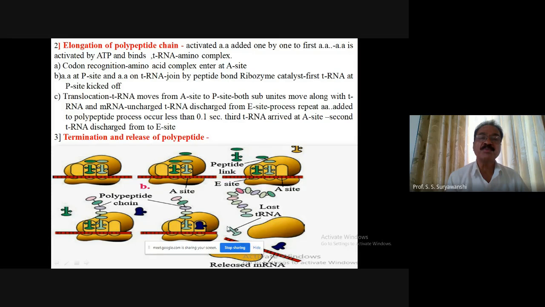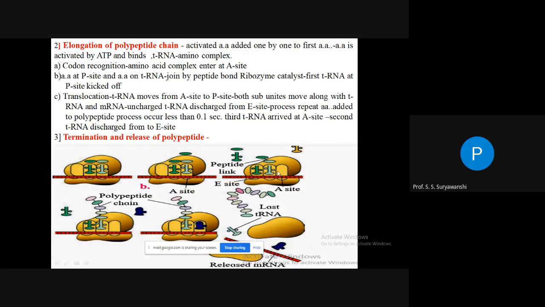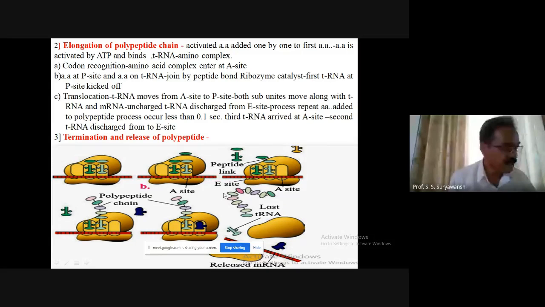But one more thing that we must know is that at the 5 end, before the methionine, and at the 3 end, after the termination codon, there are some additional sequences which are not translated. They are not translated, but they are necessary factors for the completion of the polypeptide chain.